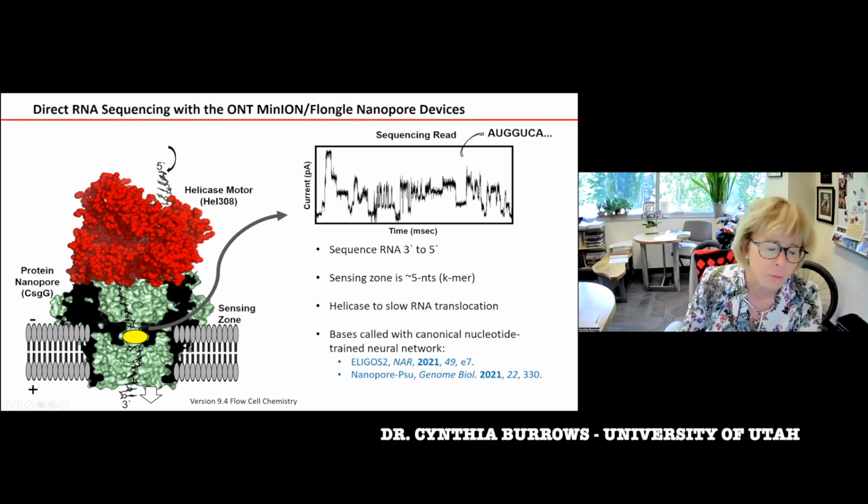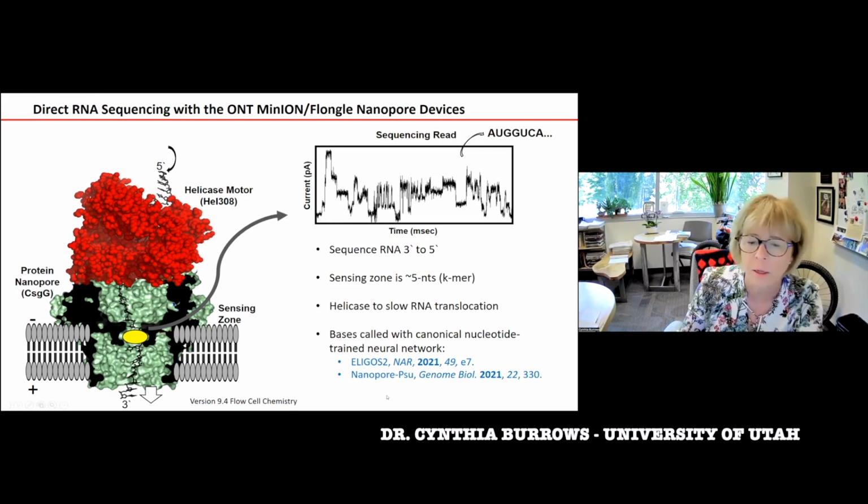Now, there's another protein, and that's the helicase, which is sitting on top, and the helicase is regulating the speed at which the RNA is being delivered to the nanopore. And this helicase operates as an ATP-driven motor, so the concentration of ATP and its hydrolysis determines the rate at which DNA or RNA translocates through the channel.